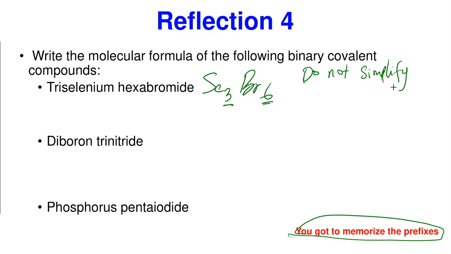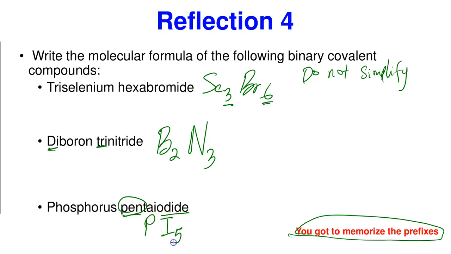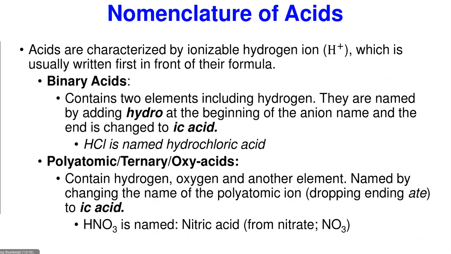Here, this is diboron trihydride. Boron is B, and it's 2, diboron, and nitrogen is 3, tri here. You put it down there. And finally, this one here says phosphorus, which is P. Phosphorus is P. Pentaiodide, this is iodine, and penta means 5. You put it I subscript 5. So this is how you do these problems. Let's get to the next one.